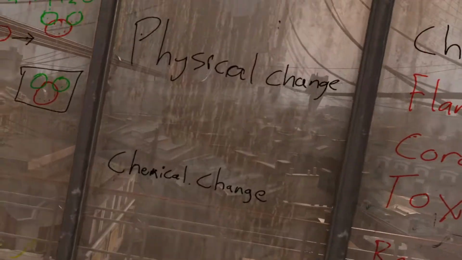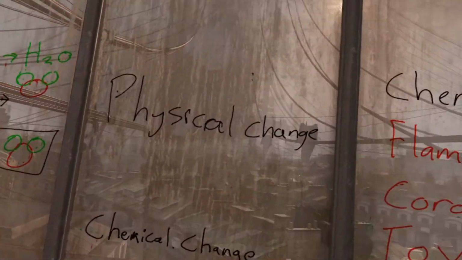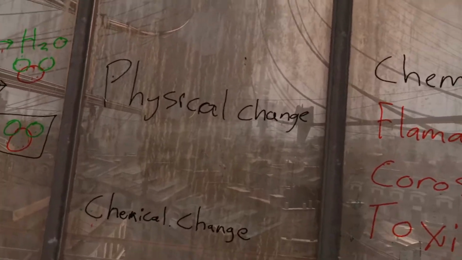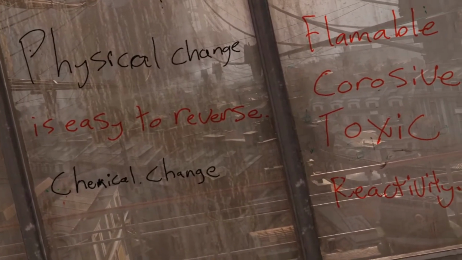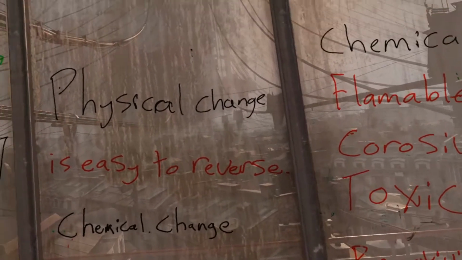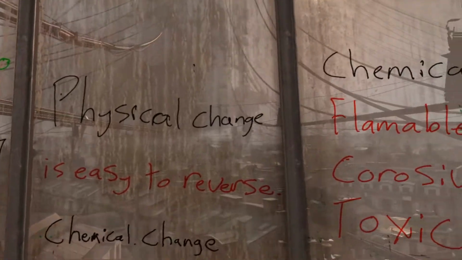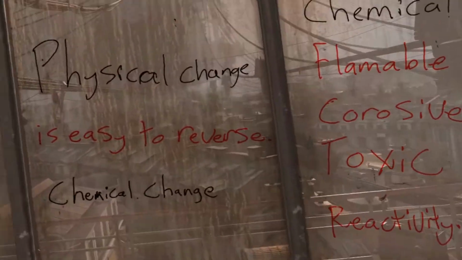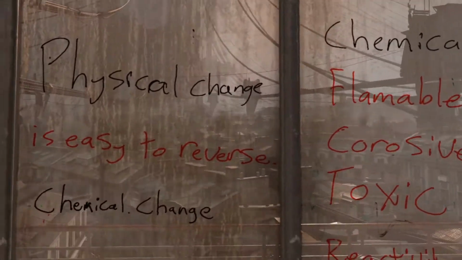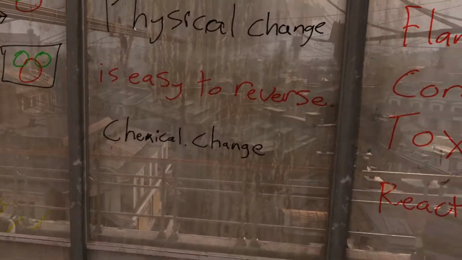Cool. So to summarize, the main difference between physical change and chemical change is that physical change is easier to reverse. So think back to melting ice or boiling water. It's quite easy to reverse those changes, so I can freeze water to turn it back into ice, or I can condense back down water vapor to make it back into liquid water.